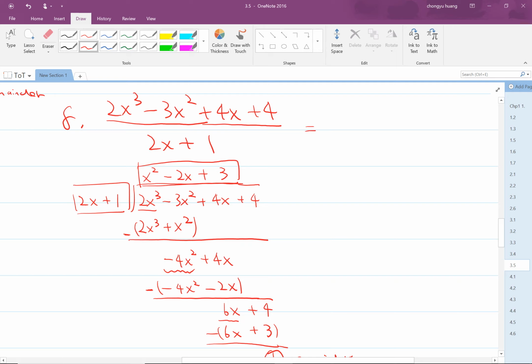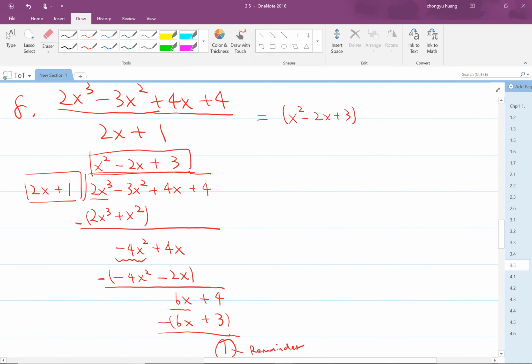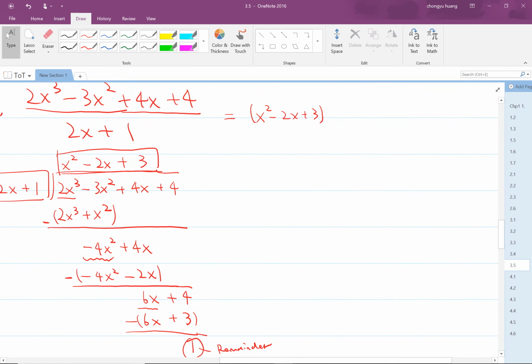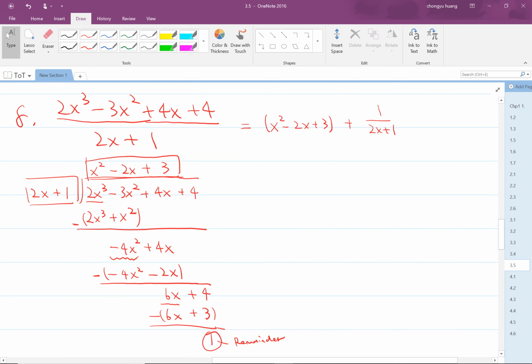So first of all, you have to write a part of the solution, right? So you write it down, x squared minus 2x plus 3, right? And how you actually write another part of the answer for the remainder, you just basically write 1 over 2x plus 1, right?